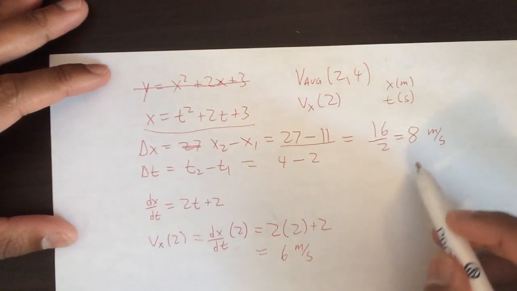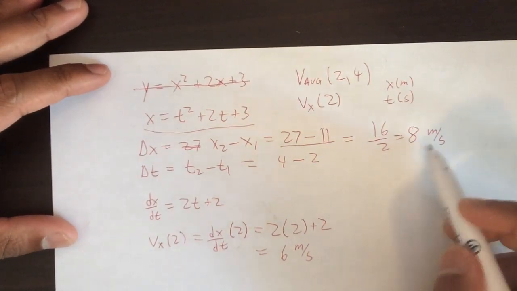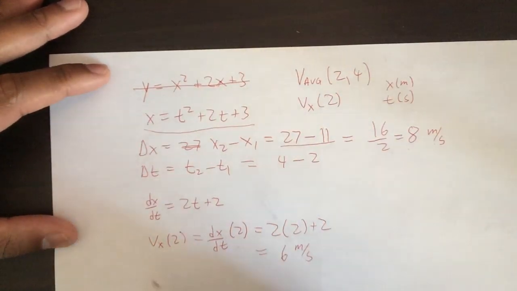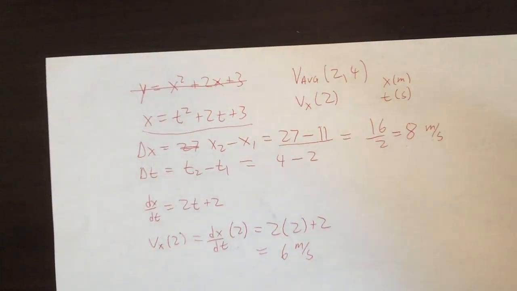So the average velocity is 8 meters per second within this time frame, and the instantaneous velocity at 2 seconds is 6 meters per second. So that's an example of how we use instantaneous velocity and how we can find it given a certain type of problem. We also calculated the average velocity, and so that's all for this video.